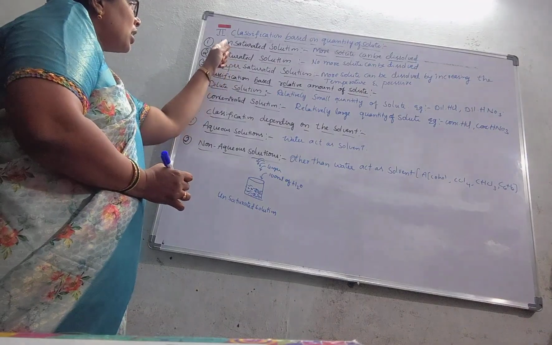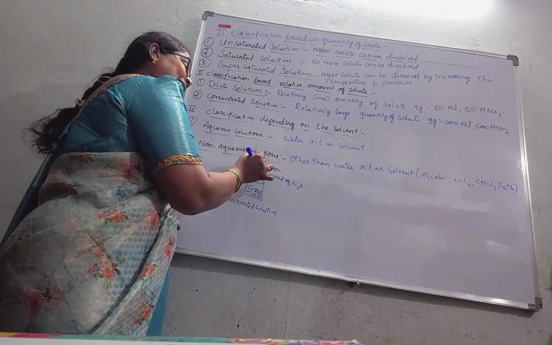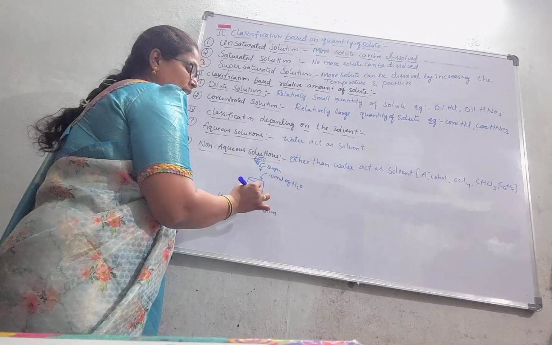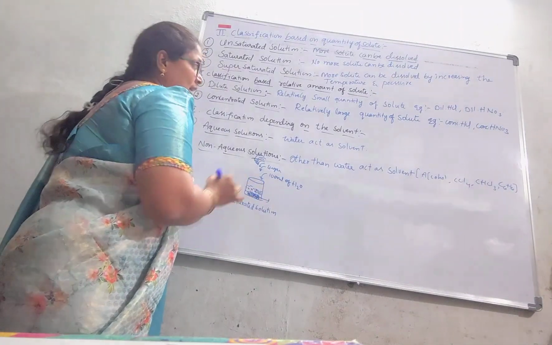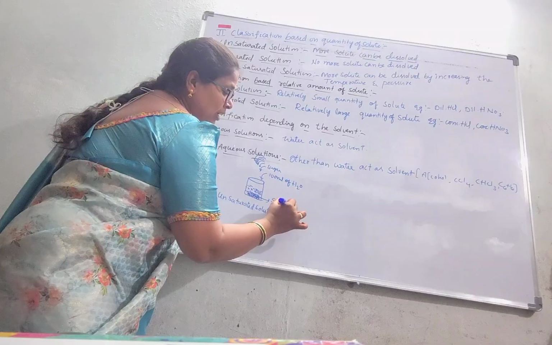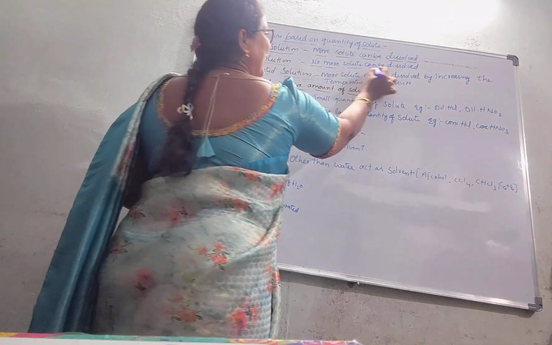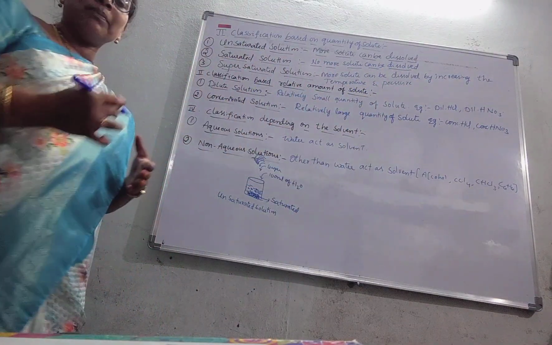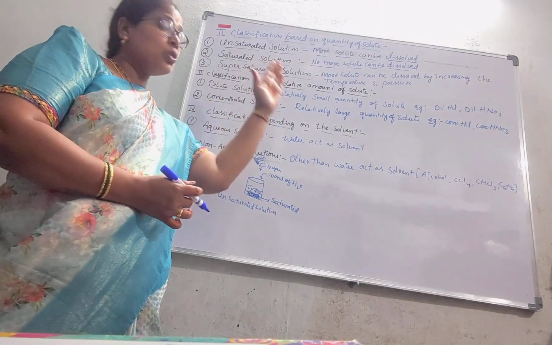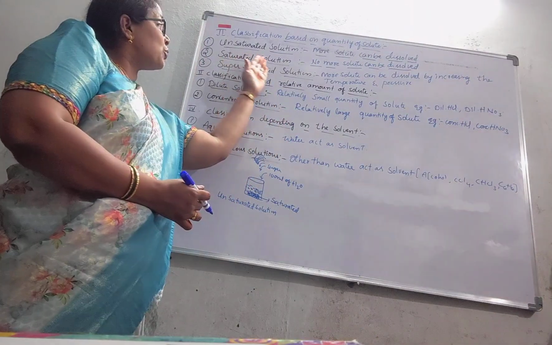Next, the second one, saturated solution. If we keep adding sugar to this solution again and again, the sugar will not dissolve and will settle at the bottom. That is called a saturated solution. What is the meaning of saturated? Saturated means no more solute can be dissolved at given temperature and pressure.